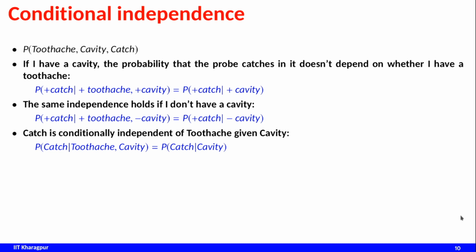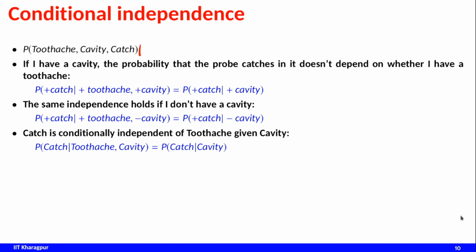So let's say we look into this one: probability of toothache, cavity and catch. Let's say I have a cavity and there is a probe that was put in my mouth by the doctor, and that probe can get caught in the cavity, and I can have a toothache. So we are representing the whole stuff in three different events: toothache, cavity, and when the probe gets caught in the cavity.